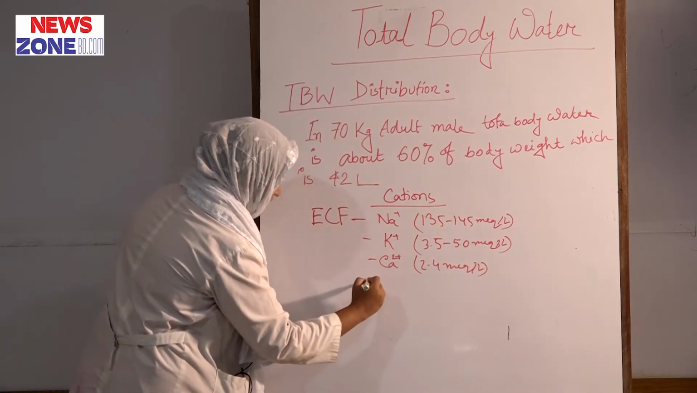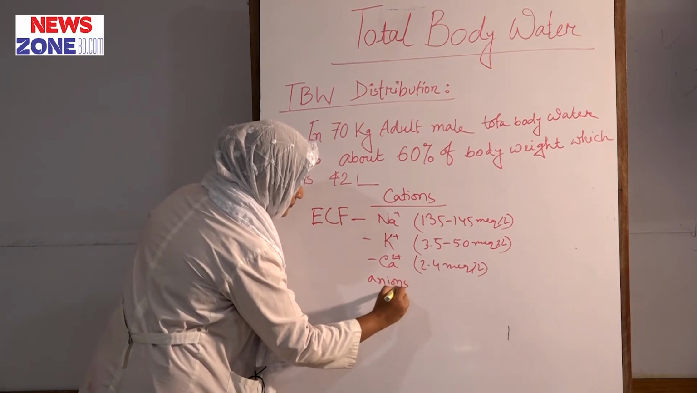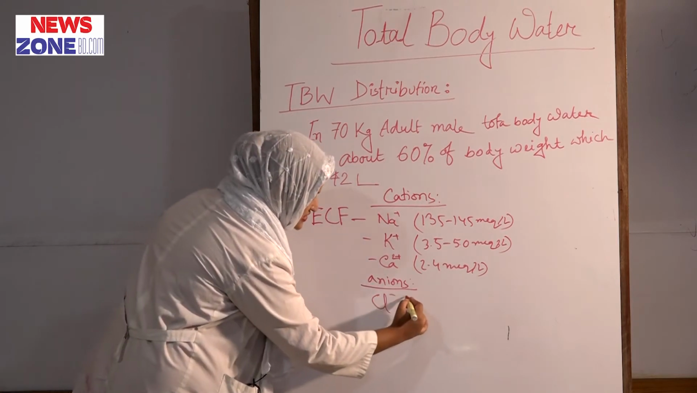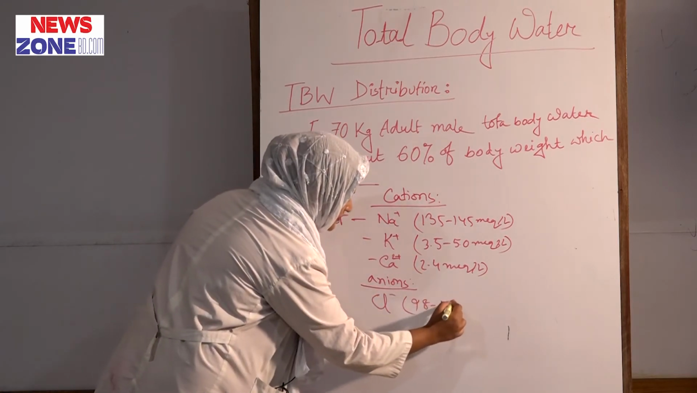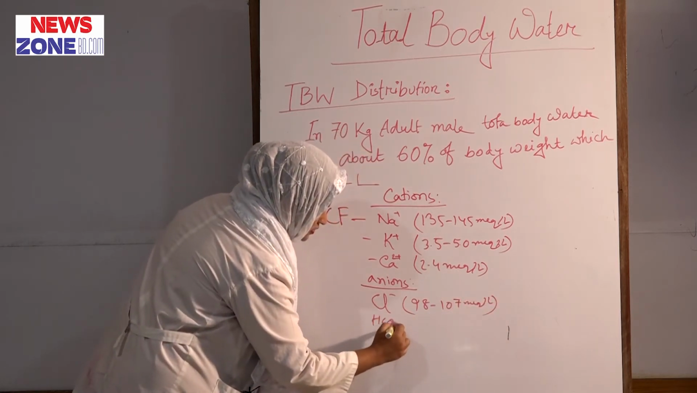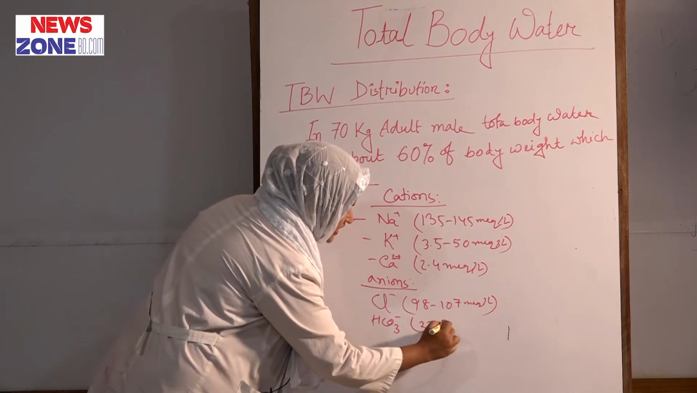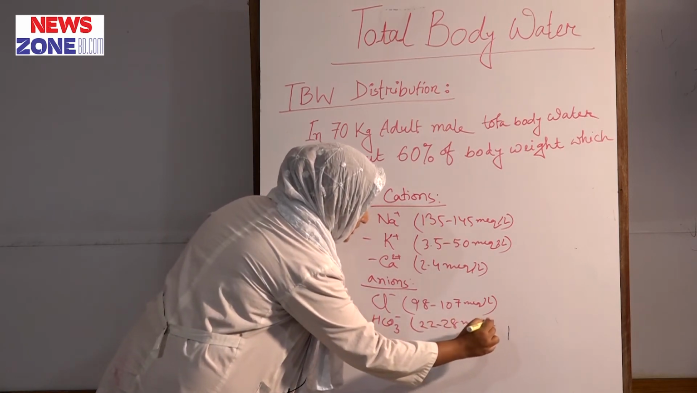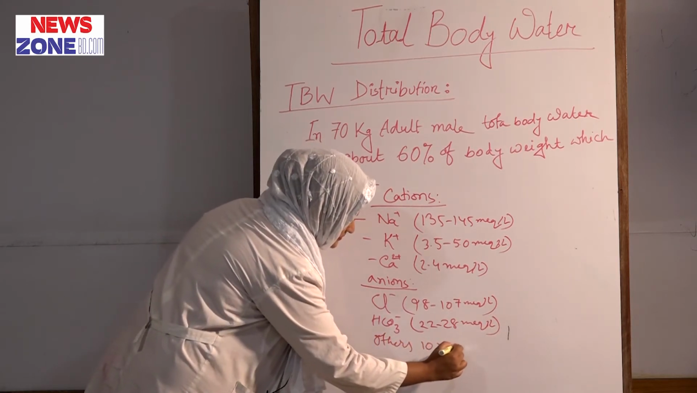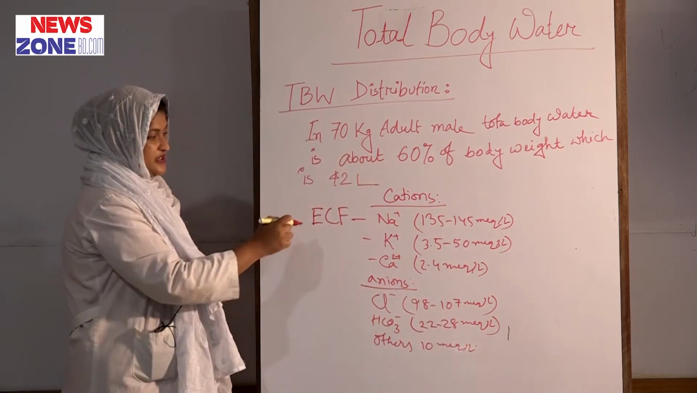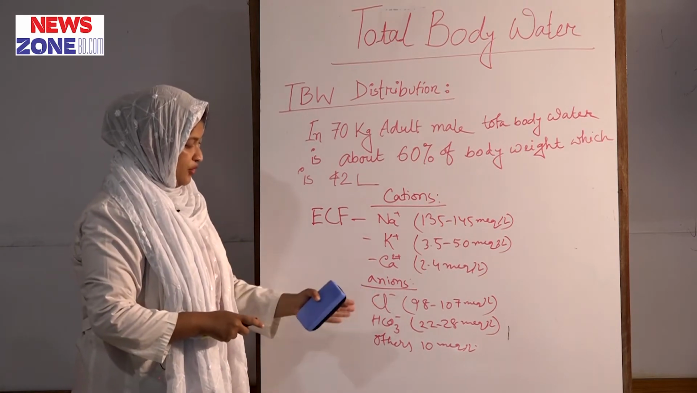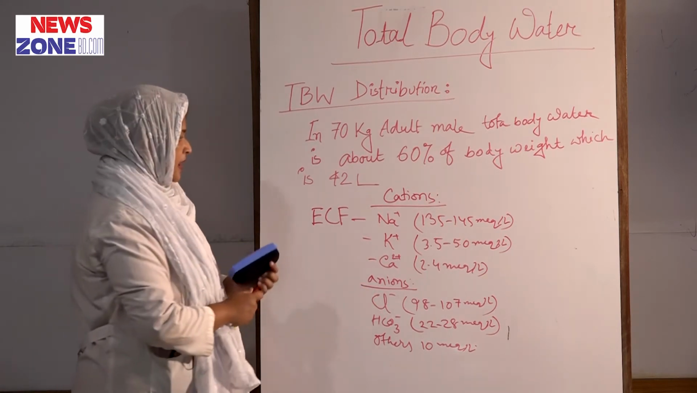Now come to the anions. Cations are positively charged particles and anions are negatively charged particles. So chloride ion, which is negatively charged, is 98 to 107 milliequivalent per liter. Bicarbonate ion, also negatively charged, is 22 to 28 milliequivalent per liter, and others are 10 milliequivalent per liter. So in the ECF, the main cations are sodium, potassium, calcium, and the anions are chloride, bicarbonate, and other anions.